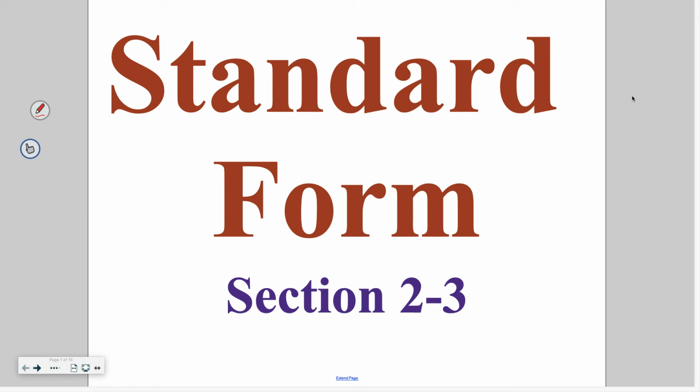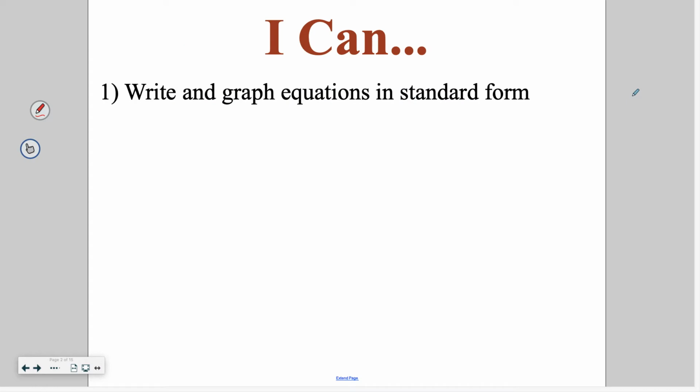Hello class, and welcome to section 2.3, which is about standard form. By the end of today's lesson, you will be able to write and graph equations in standard form.